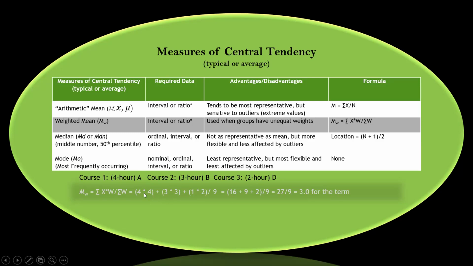So 4 times 4 is 16. 3 times 3 is 9. And 1 times 2 is 2. And how many hours did you take for the term, or the semester? 4, 5, 6, 7, 8, 9. That's the sum of my weights right there. So in this case, you would have a 3.0 for the term.